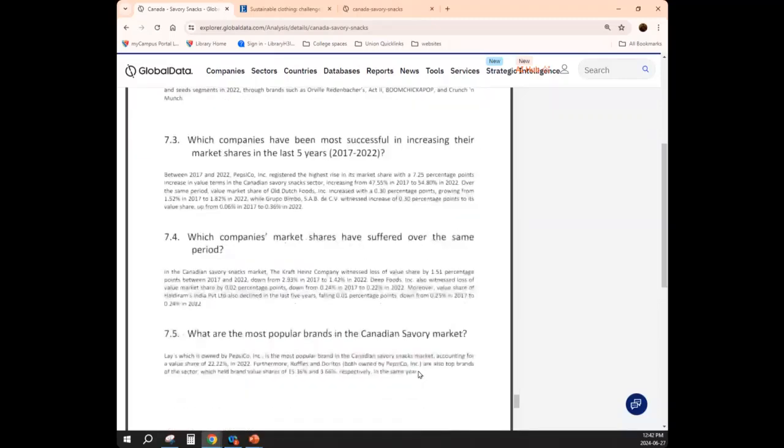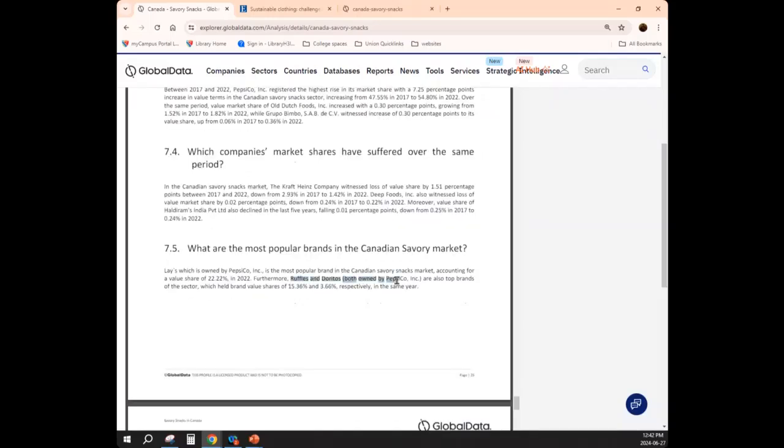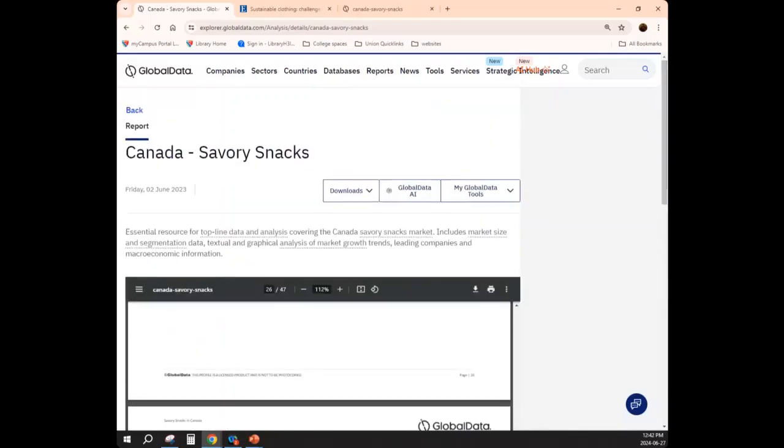Okay, and then there are some profiles about the major players in the market. It lists specific brands, Ruffles, Doritos, stuff like that. It mentions all that kind of stuff. So again, depending on which report you're looking at, the different chapters or sections might be different, but you can see how this is some pretty exciting and useful information for you.